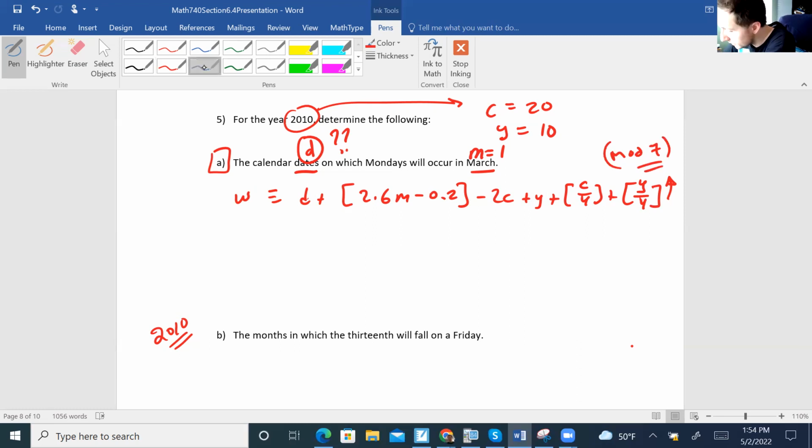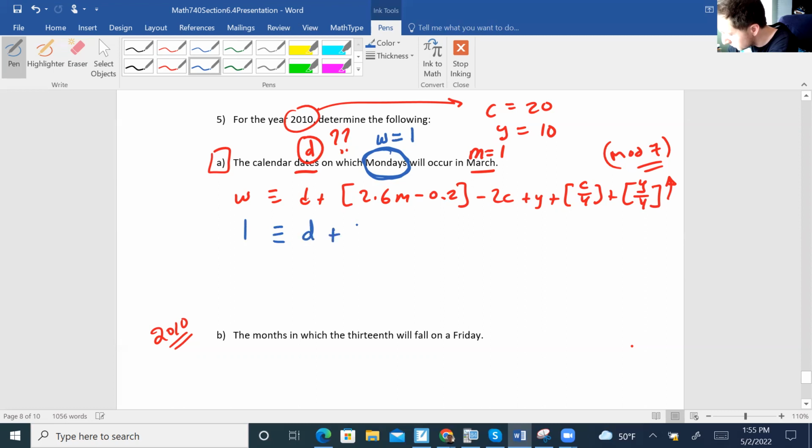And so we can actually plug in. It doesn't give us the value, so we kind of have to read into the problem, but it says on which Mondays will occur in March. So right away, I know my W value is going to be 1 if we use that table from the front page of the handout. So I'm just going to plug in and solve for D.